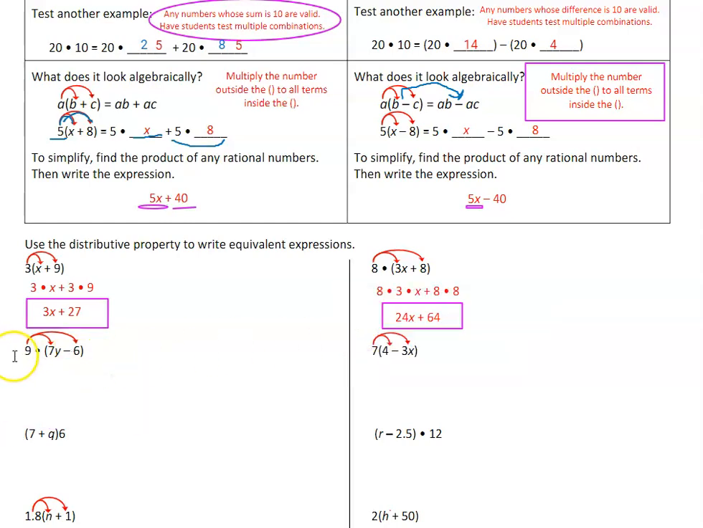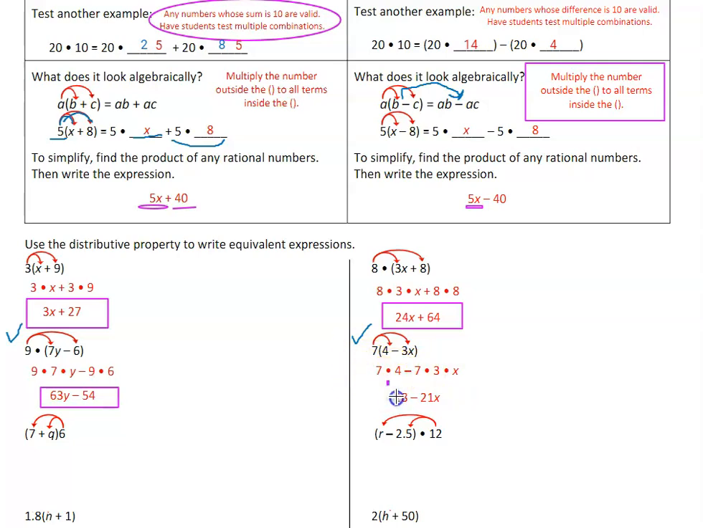Now I would like for you to please practice these next two problems in the middle of the paper. You are going to do the 9 times (7y minus 6) and 7 times (4 minus 3x). When you are done completing the problem, you may resume the video to check your work, but pause the video now. Pause the video. Okay, you should have gotten a simplified answer of 63y, subtract 54.